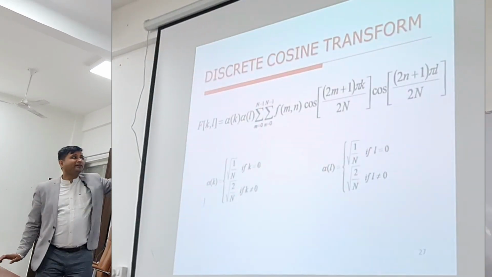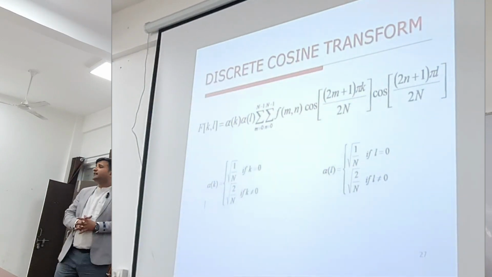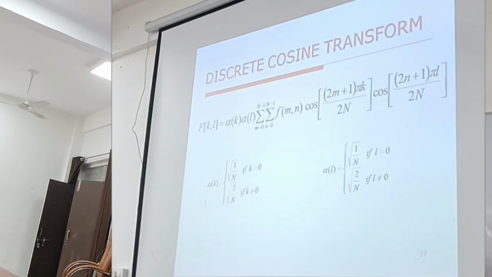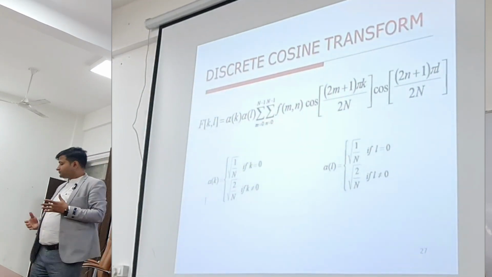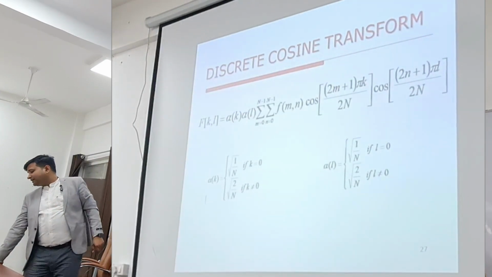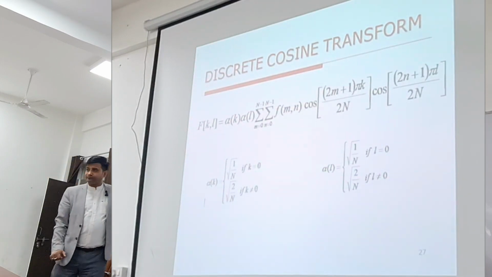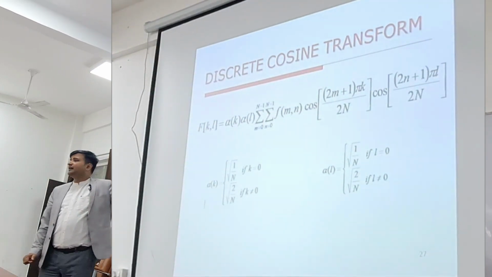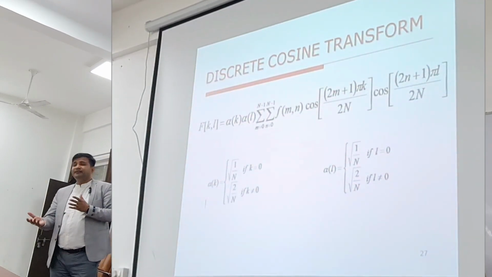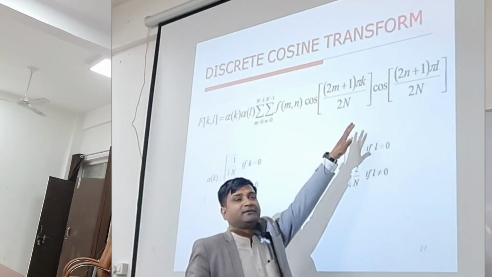Then an important transform is the discrete cosine transform. You also know the discrete Fourier transform. Then you also have this, the modified form of the discrete Fourier transform. It was invented by Ahmed, Natarajan and Rao in 1974. In the discrete cosine transform, only the cosine basis function exists. Here is the cosine kernel basis function.